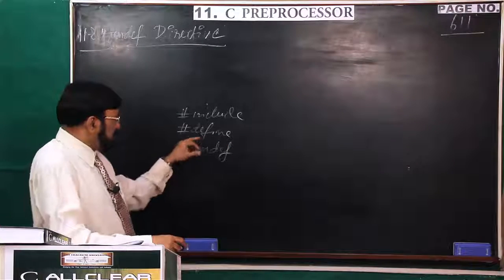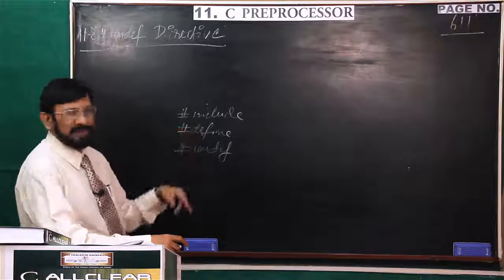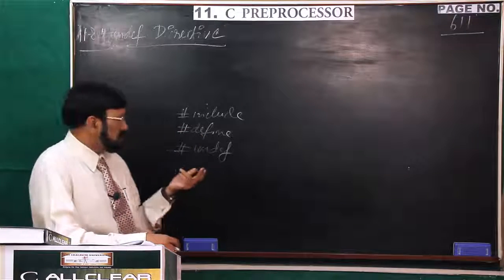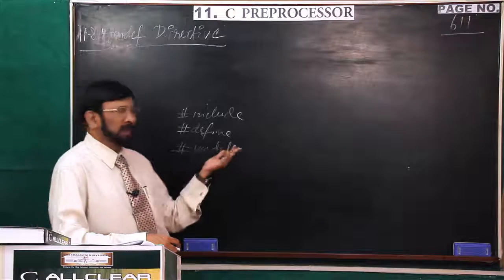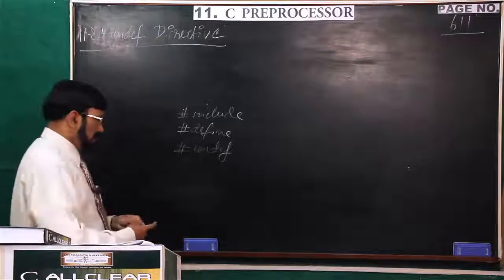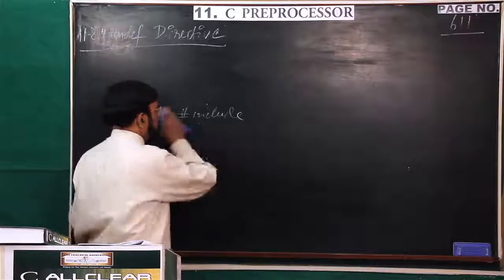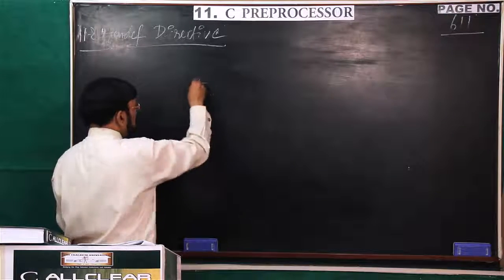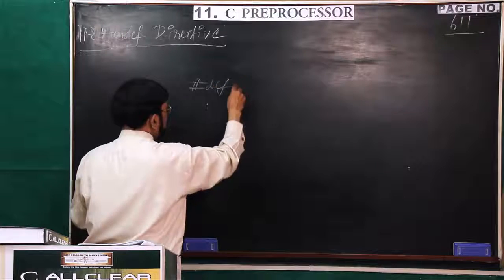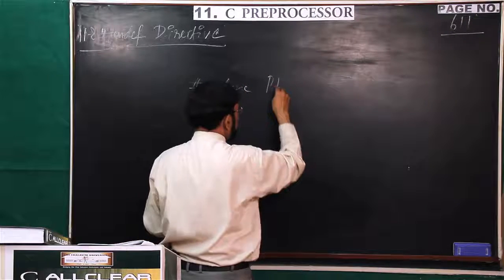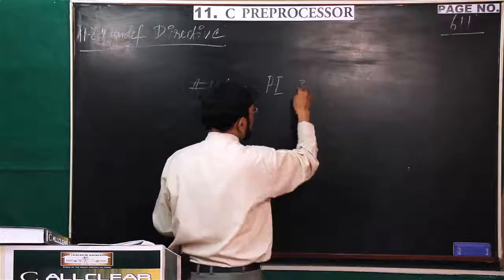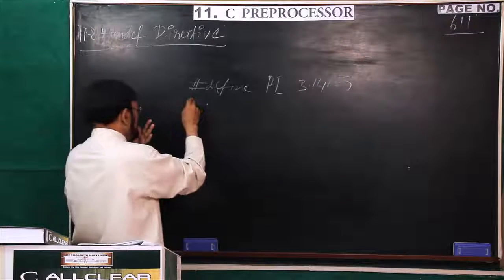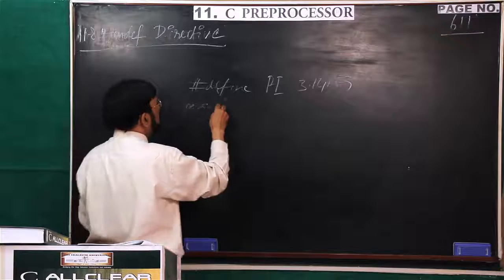Undef means this is defined, this is undefined. Whatever is the defined macro or symbolic constant can be undefined. What is the purpose of that? We must understand first. Suppose you have defined one symbolic constant or macro like this, 3.14159.